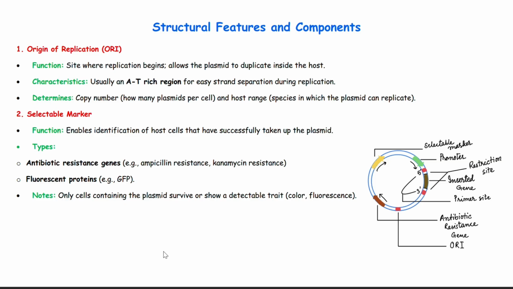Next, we have the selectable marker. This is often a gene for antibiotic resistance. It helps us know which cells have the plasmid. If we grow cells on a plate that contains that antibiotic, only the cells with the plasmid will survive, making them easier to identify.